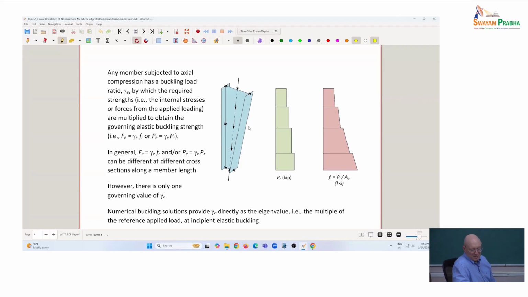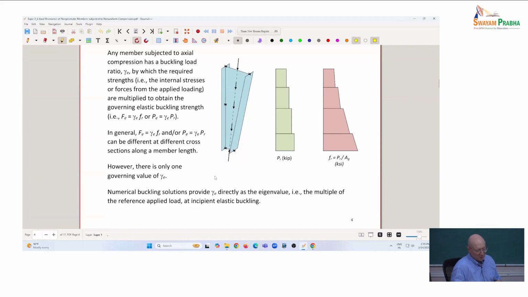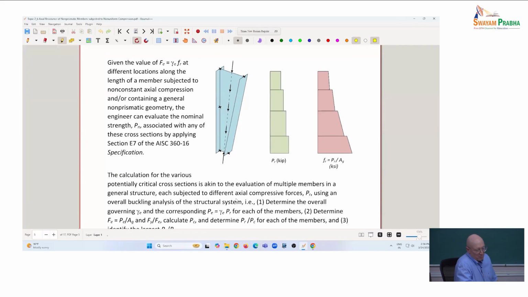But if you look at the green graph or the red graph out to the side there, that's a hypothetical variation in axial load along the length and variation in axial stress along the length. And clearly, if those are varying like that, we multiply those values by gamma E, so the stress FE or PE is varying along the length. There's only one governing gamma E. So how can we evaluate the strength?